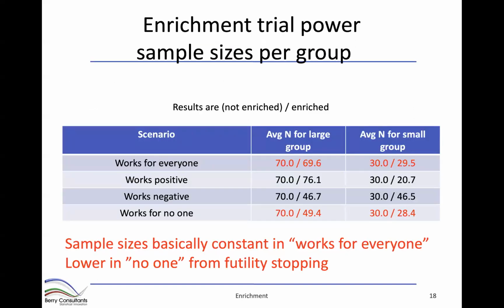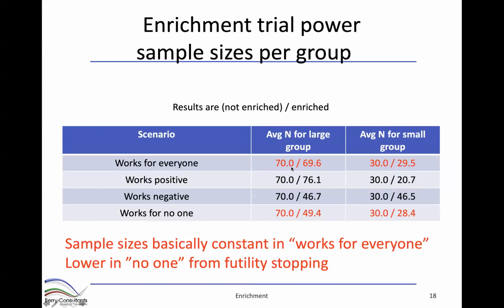And so the first thing I'm going to do is go, well, in theory, we're increasing the sample size. How much did we actually do it? You can see in this table, this is giving you the average sample size for the large group and for the small group. The first number is the non-enriched design. So this is where we just enroll all comers and we analyze at the end.